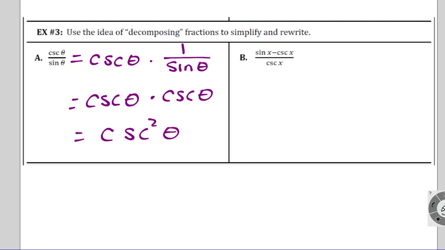Okay, in B, we got sine x minus cosecant x over cosecant x. Any ideas of how we might approach this? Yes, you. So, you would separate. Ellison, sorry. That's fine. You would write out sine x minus cosecant x times 1 over cosecant x. We could do that. But maybe there's something else we might do.